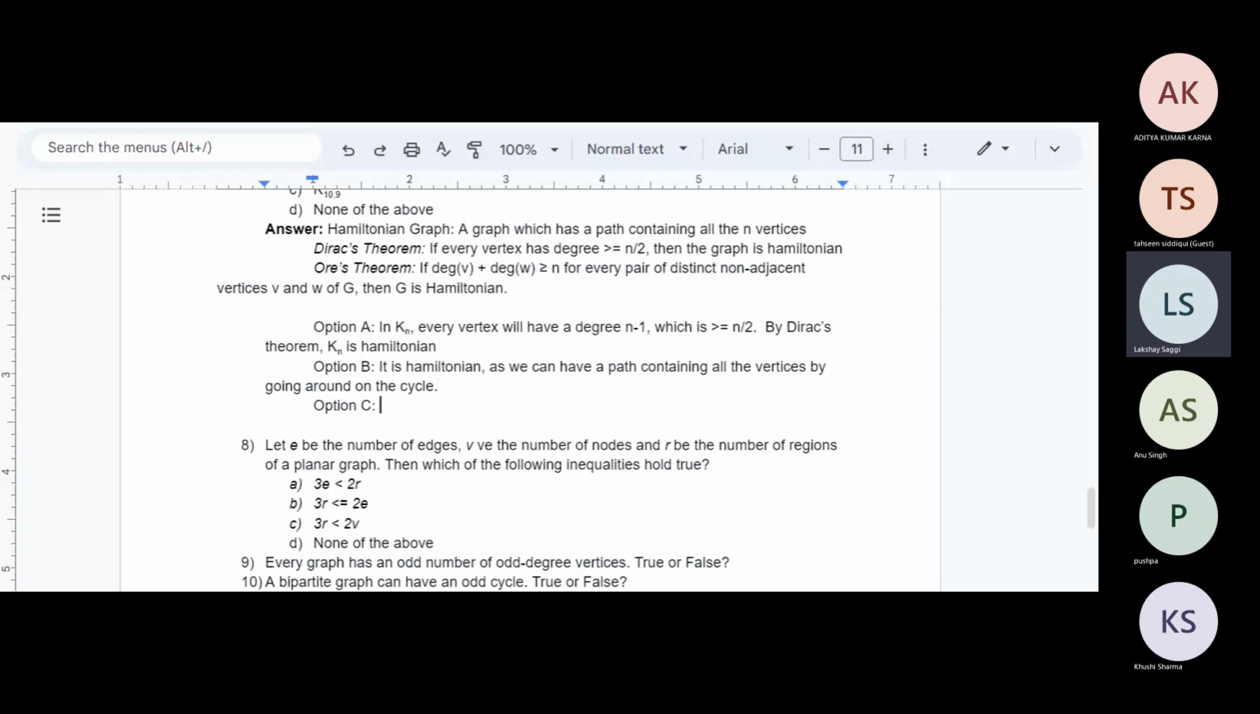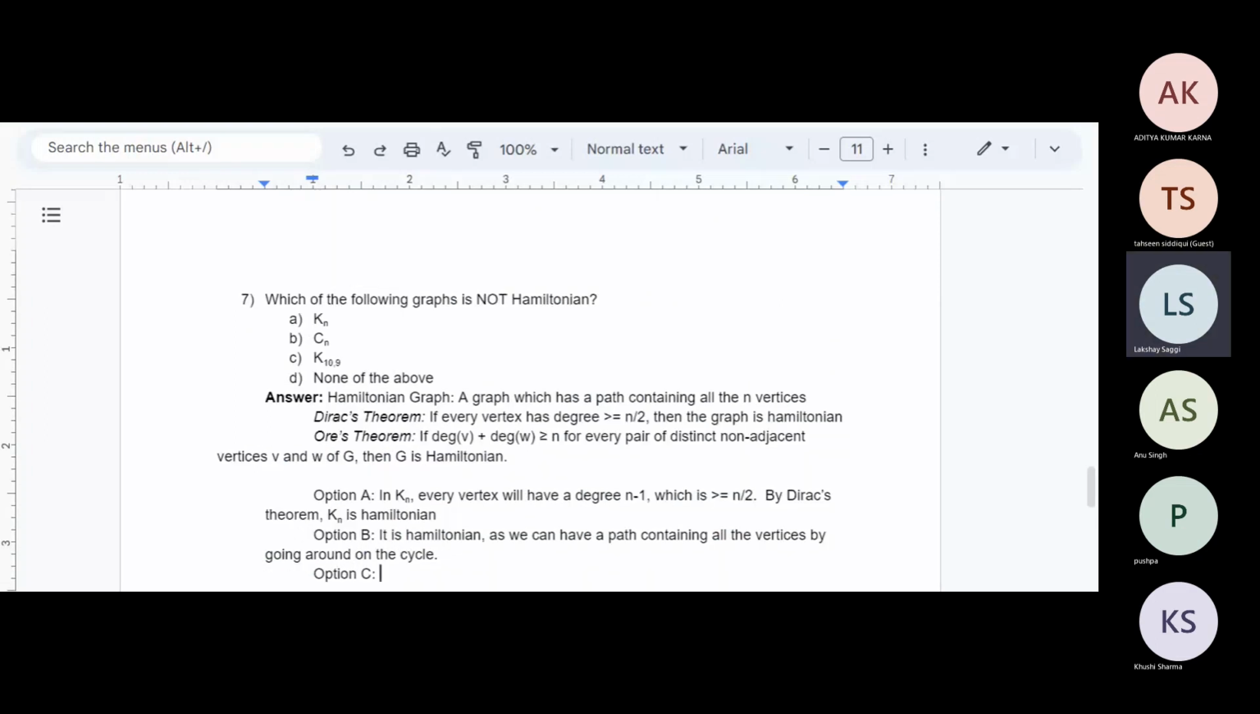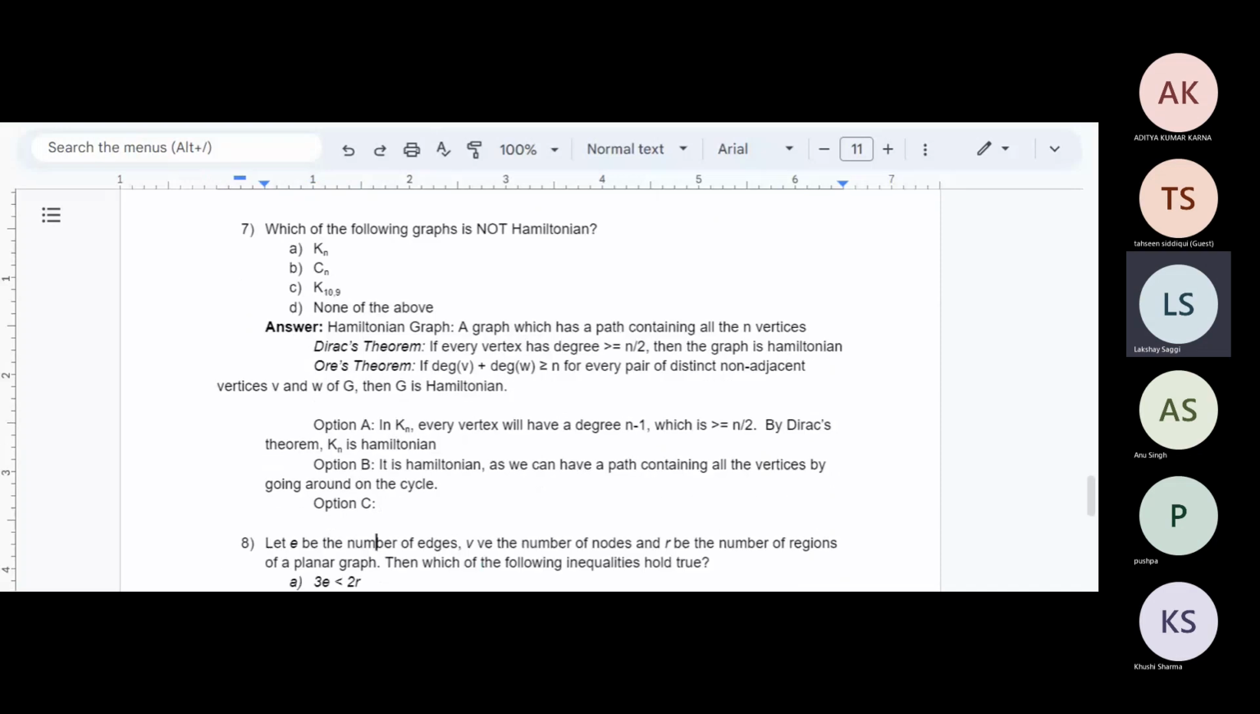Now coming to option C. Option C is the graph K10,9. K10,9 is a complete bipartite graph which has 10 vertices on one side and 9 vertices on the other. And we need to find out whether it is Hamiltonian or not. Aditya, you have written in the chat that option C is correct for this question. So you are claiming that this K10,9 is not Hamiltonian. And why do you say so?